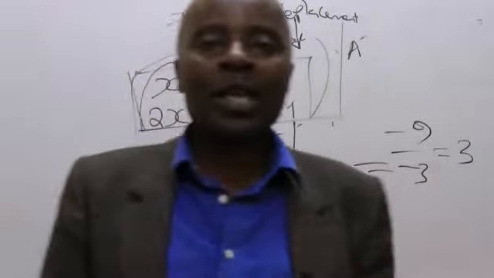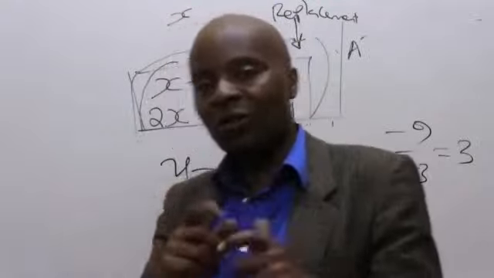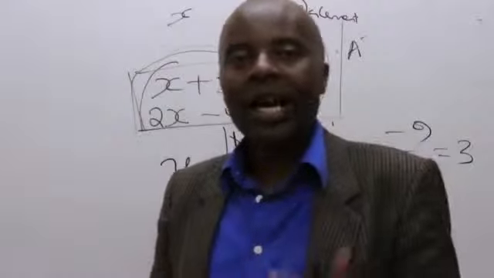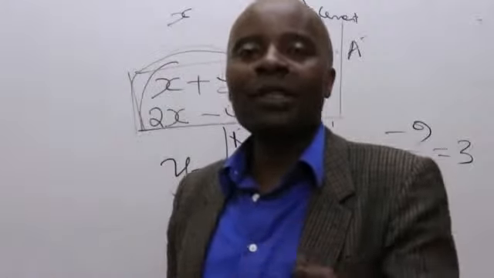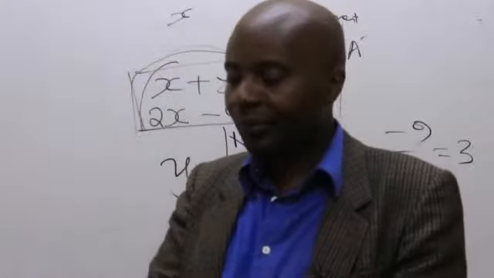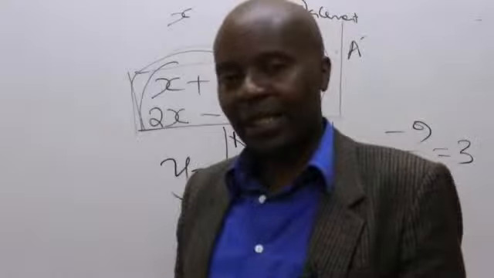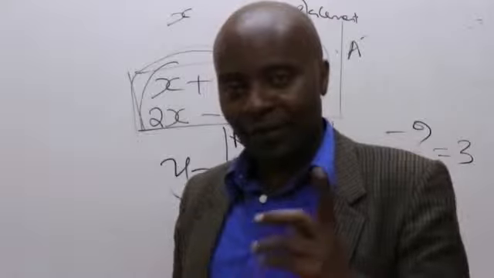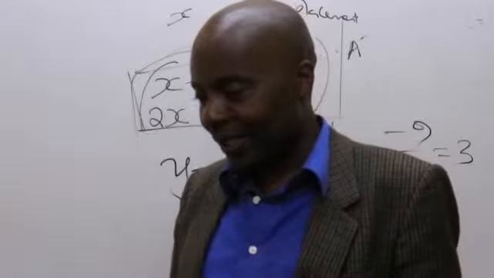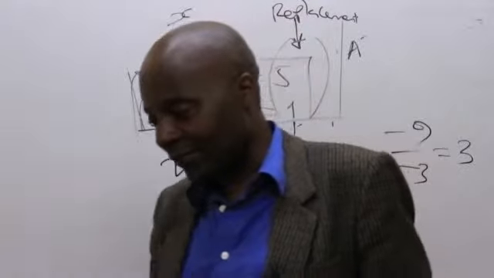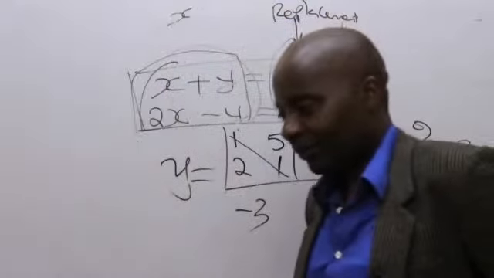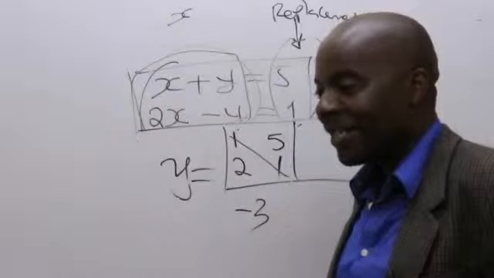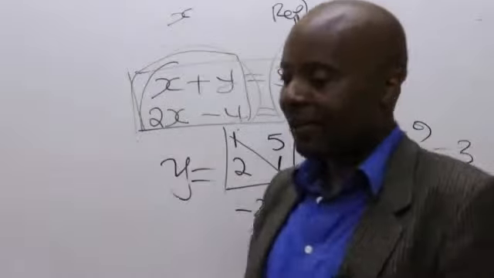Now, between the inversion method of getting simultaneous values, X and Y, and the Cramer's rule, which method do you think is better? Is it Cramer's or inversion method? Cramer's is easier, yes. Cramer's is easier.